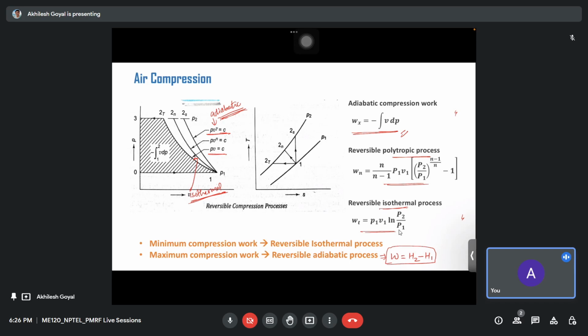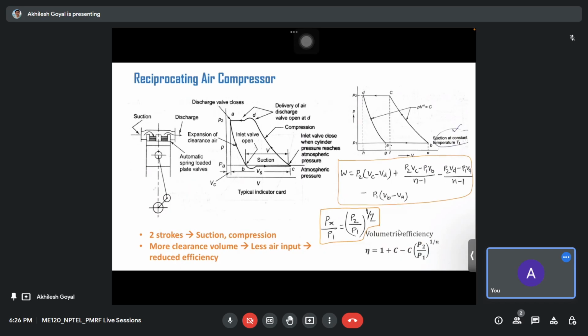Now if we talk about reciprocating air compressors, here you see in this figure the piston and cylinder arrangement. These reciprocating air compressors work on two strokes. The first stroke is the suction stroke, and the second one is the compression stroke. The typical indicator diagram you can see in this middle figure.